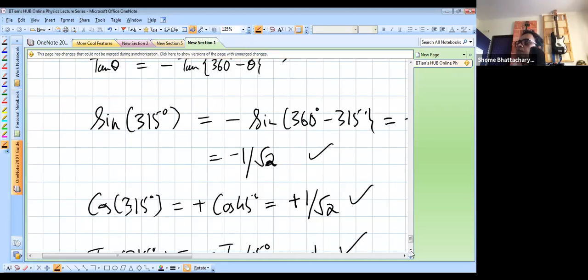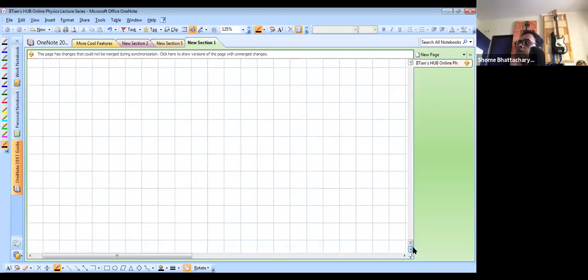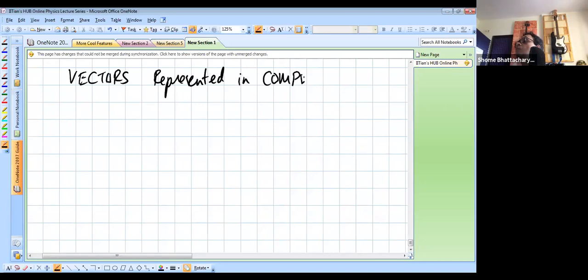All right, so this is about 4 quadrants. Okay. Now, next thing we will see through this is vectors represented in what is called component form.